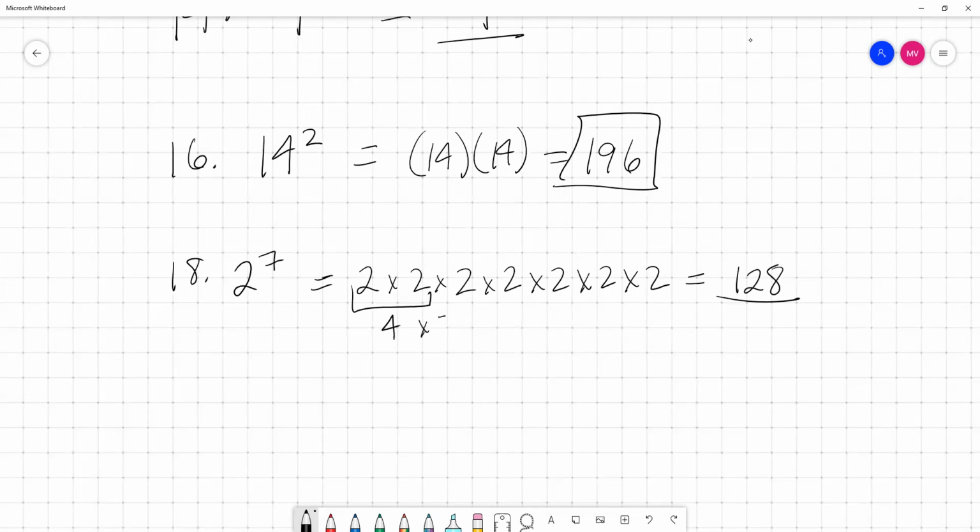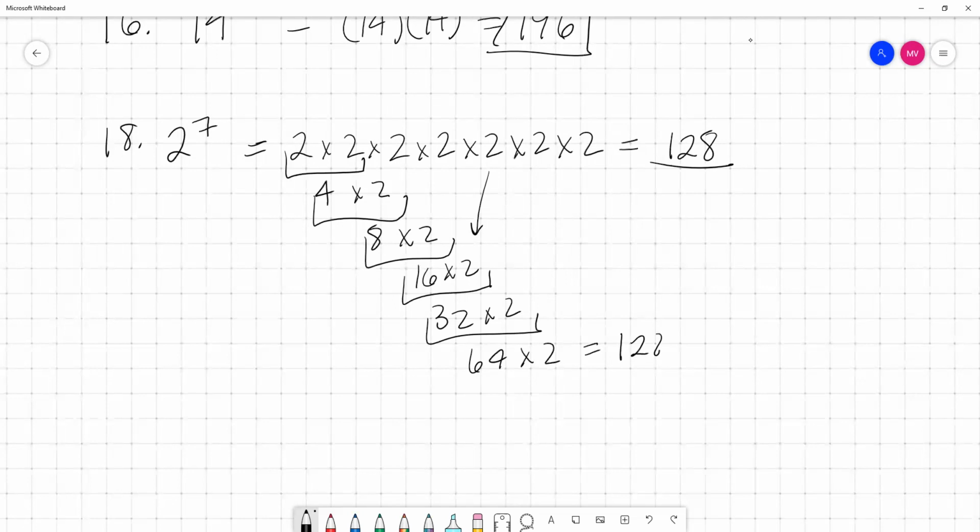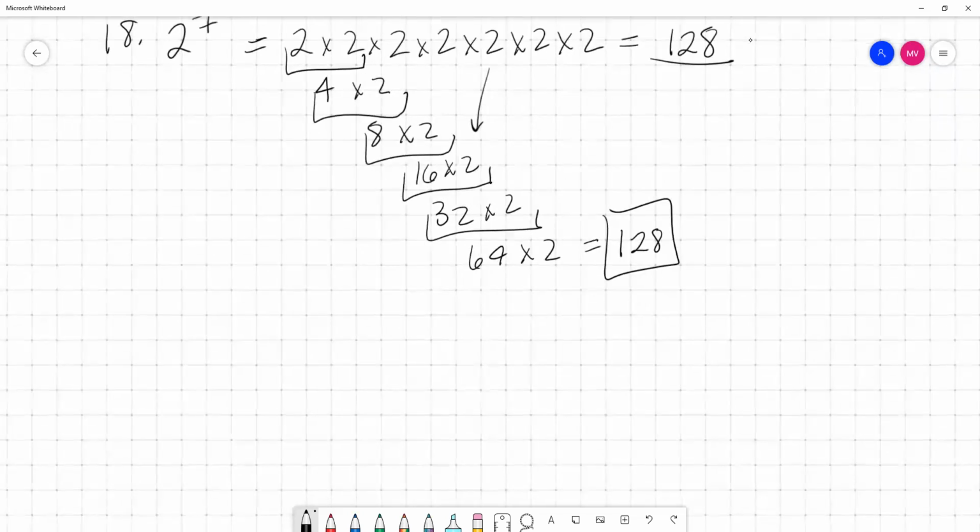2 times 2 is 4. 4 times 2 is 8. 8 times 2 is 16. Bring the next one. 32 times 2 is 64. And 64 times 2 is 128. You're remembering the exponents from last year? Yes. All right, so let's flip on over to page 42.